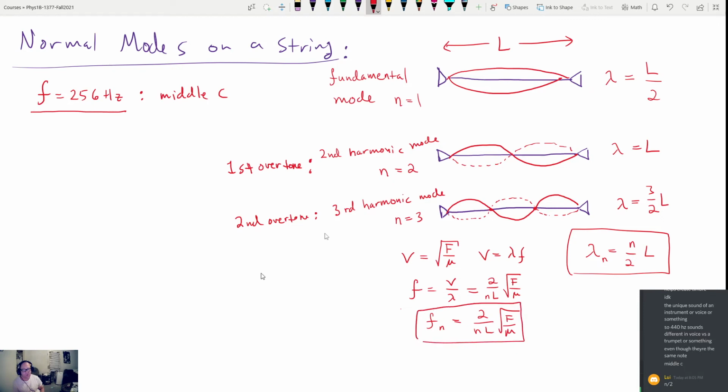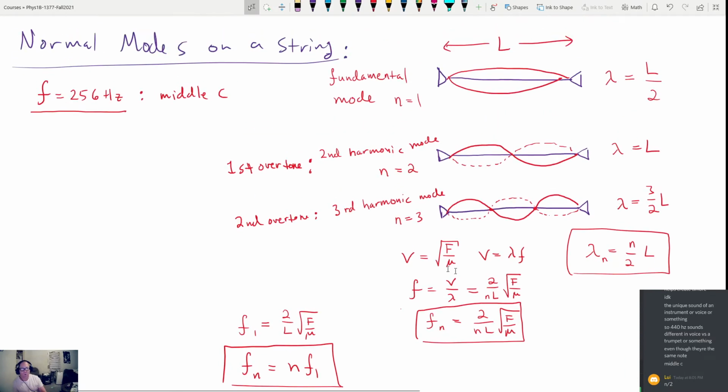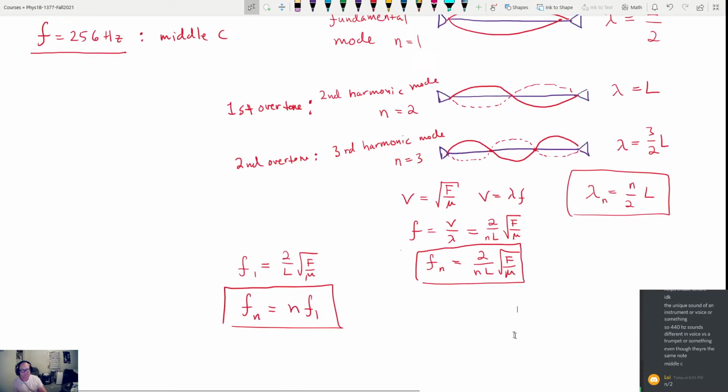Or, if you look at what f1 is equal to, f sub 1 is just 2 over L times the square root of F over mu, and we can write this equation in another way. Let me scroll down just a little bit. We can write that f sub n is equal to n times f sub 1. I always find this to be a little easier way to do it. Now, what happens when we look at this equation right here? This equation tells us that the frequency that's produced when you strum a string is equal to n over 2L times the square root of F over mu, right? So what does this mean physically?